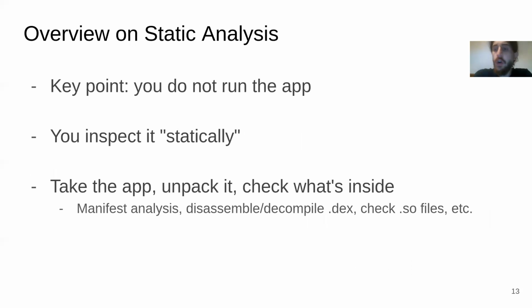Quick overview of static and dynamic analysis, and some examples of when static would be more powerful than dynamic. The key point, as I said, is that you do not run the app, okay? So you inspect it statically. This usually means that you take the app, unpack it, and check what's inside. You would read the manifest to see what kind of activities, services, and other components you have, what kind of permissions you have, and so forth. And you disassemble or decompile it. You check the native code. Again, future slides are going to be on this, etc.